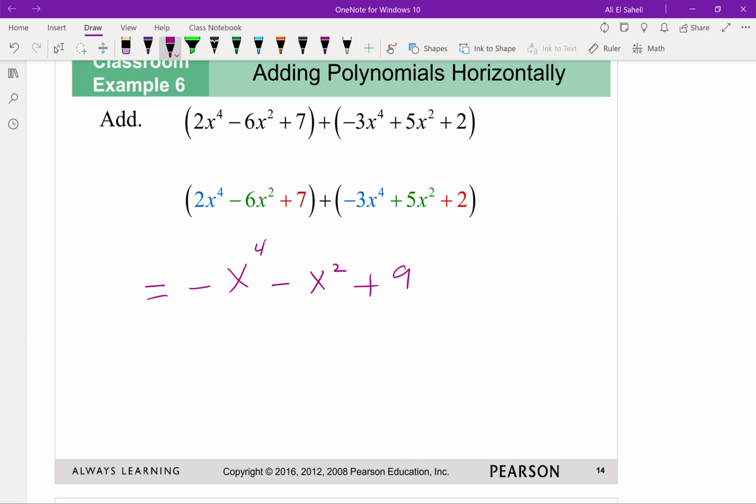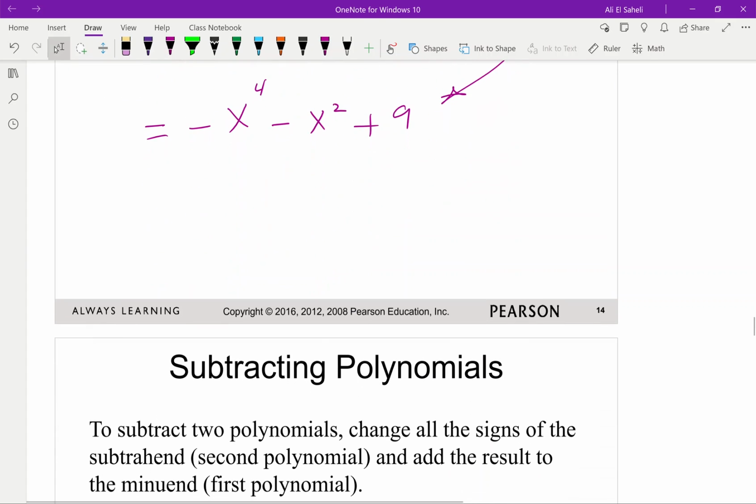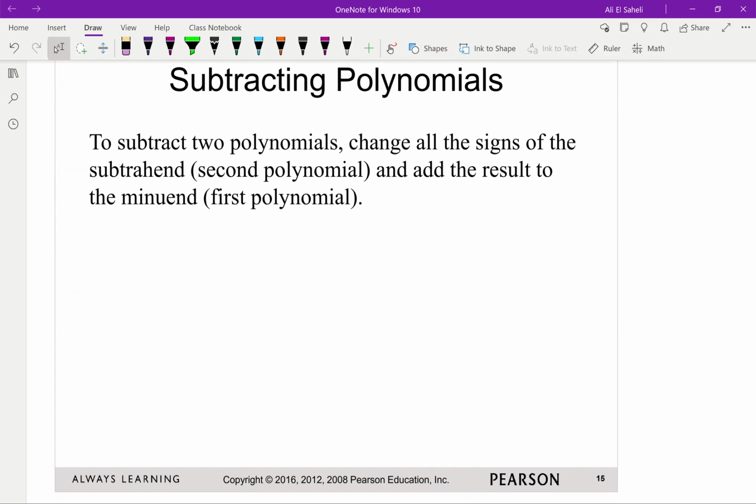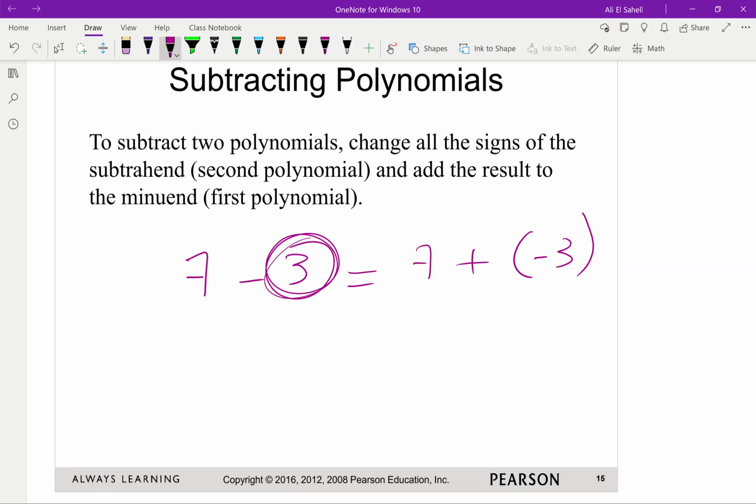So the sum of these two polynomials is this polynomial. The result is always a polynomial. Now, subtracting polynomials is the same as adding numbers, right? If you want to subtract 6 minus 3, it's the same as 6 plus minus 3. So you just multiply this by minus and you add. We do the same thing.